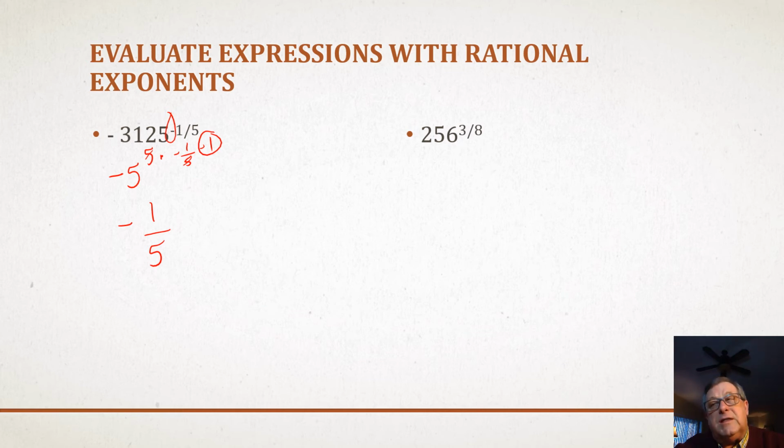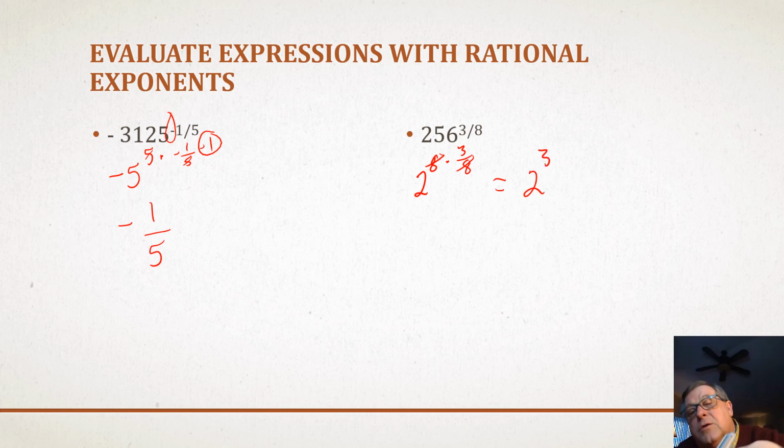2 to the 6th power is 64. Times 2 again, that'd be 2 to the 7th power. 2 to the 7th power is 128. And so 2 to the 8th power, 128 times 2, would be 256. So this is 2 to the 8th power, raised to the 3/8 power. Well, my 8's are going to cancel, and I'm left with 2 cubed, which of course is equal to 8.